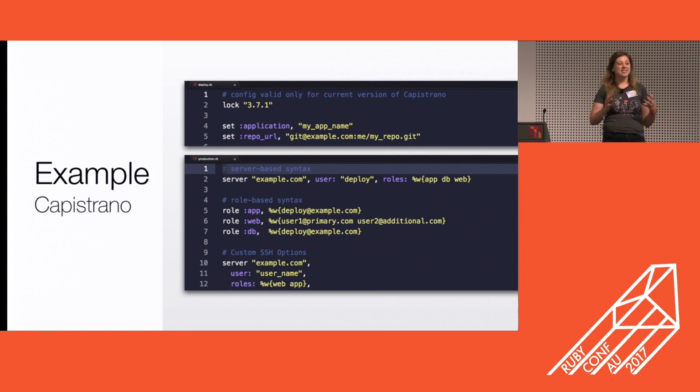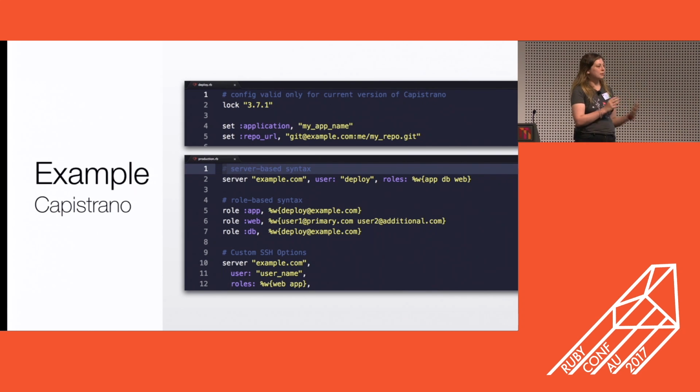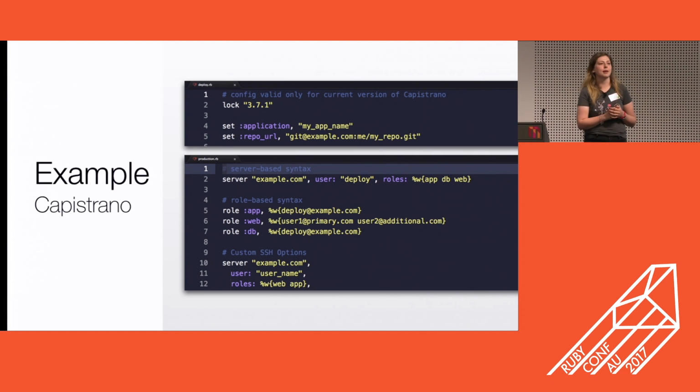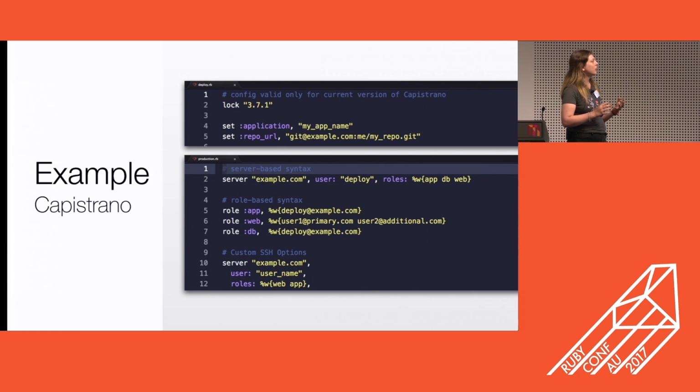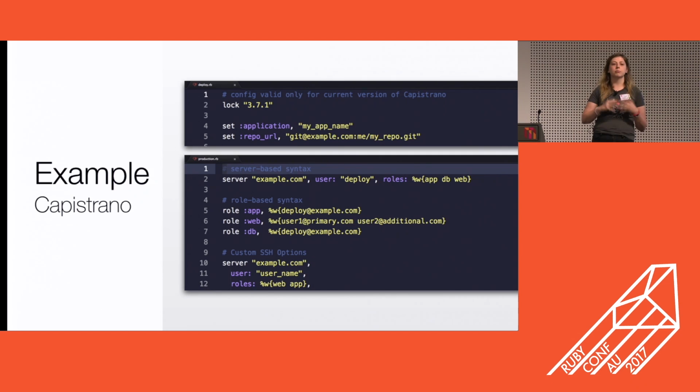There's this concept of syntax, and I can pick server-based or role-based, and then there's some custom SSH config in there as well. So what this is telling me is that if I deploy my application with Capistrano, there's an expectation that I'm going to have to make some decisions about the what, where and why of the deploying of my application. And then I'm going to have to translate all those decisions into the language of Capistrano.